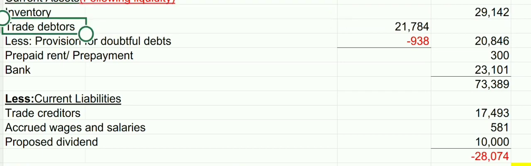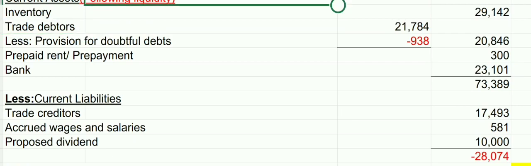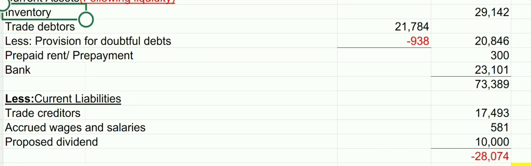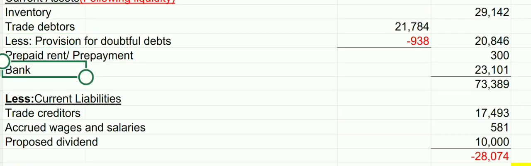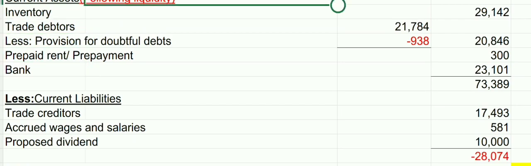Trade debtors or the receivables. Here you may be wondering, what is this? Why do we follow liquidity? If you check the annual report of the companies that you have chosen for your assignment, they will put inventory at the top, and then trade debtors, and then prepayments, and then bank. Liquidity here means how easily you can change the current assets to cash.